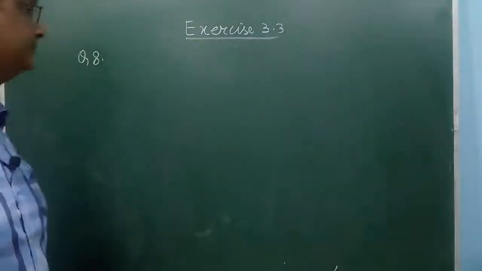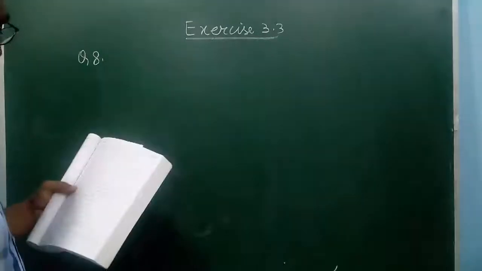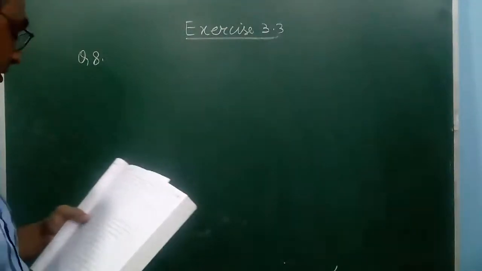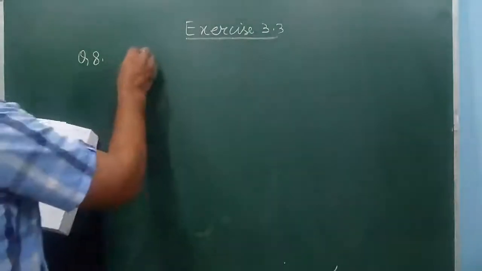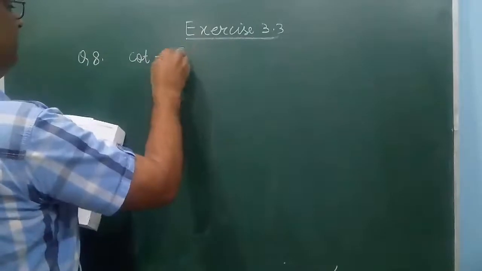Good morning, children. So today we will be doing the first question, 8th question. Till 7th we have done in the last session. So here it is cot minus 7 pi by 4.